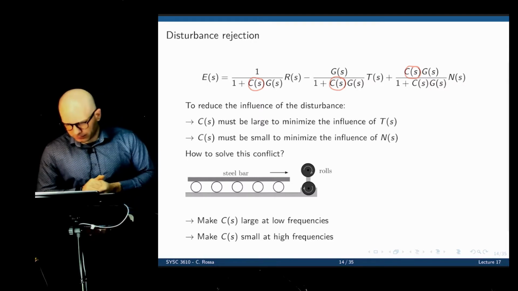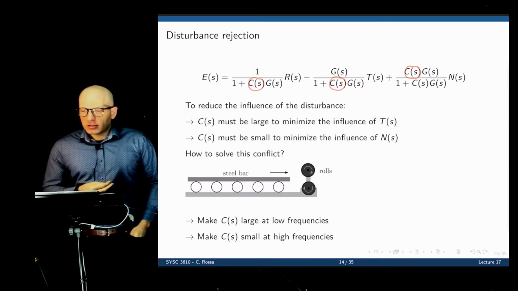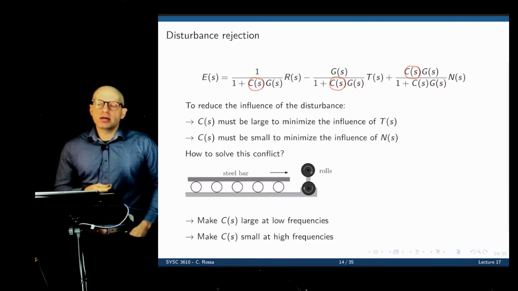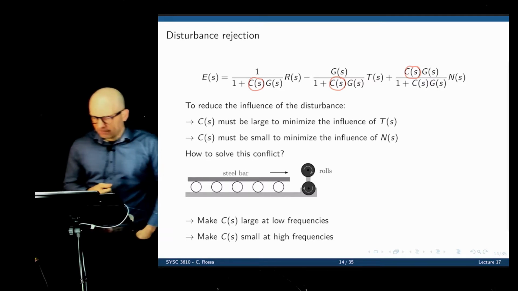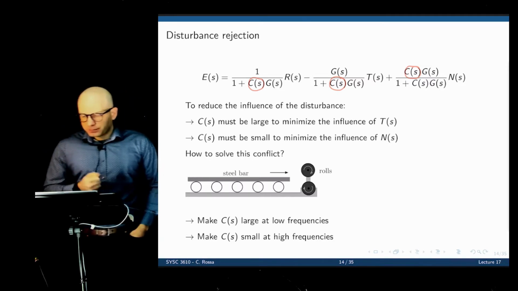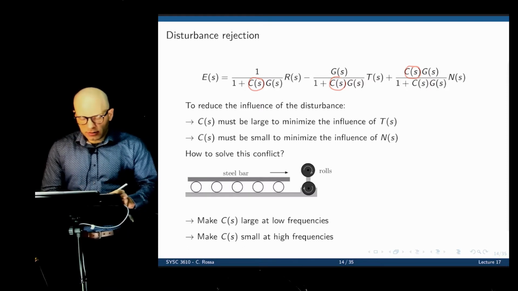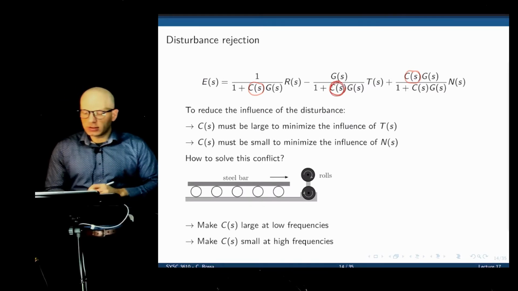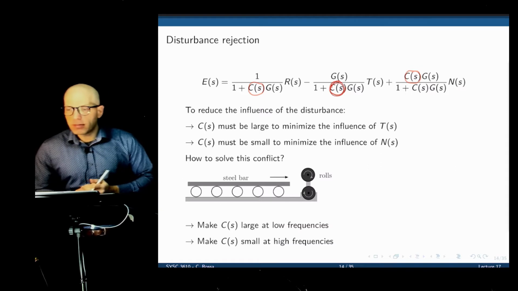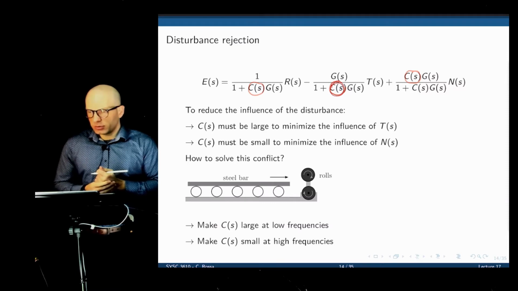Let's go back to the equation here. If we want to minimize the effect of disturbance and noise, should we make the controller transfer function magnitude large or small? It depends. Let's look at the second term. In the second term, we see that a C of S appears in the denominator, and we want the effect of disturbances to be minimized. So if you want the effect of disturbance to be minimized, then make the magnitude of C of S large, and that entire term decreases.